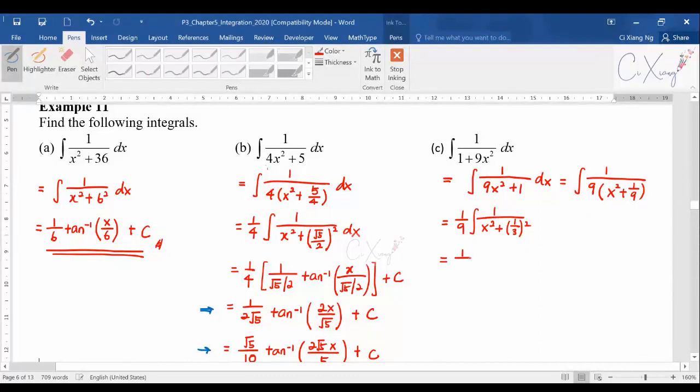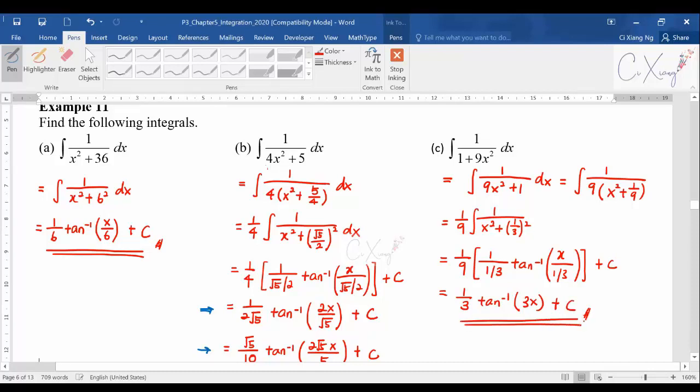Once you rephrase it correctly, you start to apply the formula 1 over x squared plus a squared. To get the solution, you have 1 over a, which is 1 over 1 over 3, and then tangent inverse x over a, so x divided by 1 over 3, and then plus c. Again, try to simplify all the numbers here. You will get 1 over 3, and then tangent inverse 3x, then plus c.